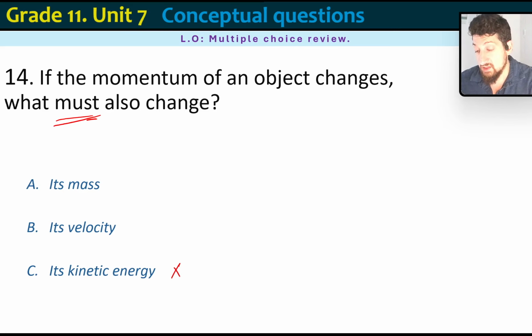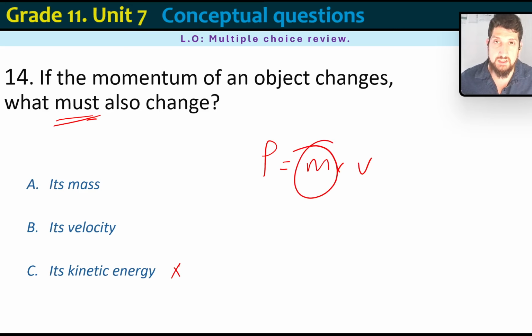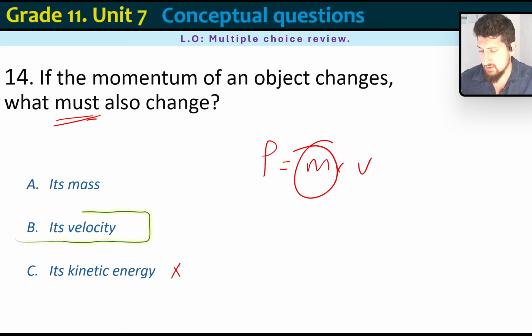So let's have a look. Momentum is equal to mass times velocity. The object's mass is not going to change. What's going to change is the velocity. So if momentum changes, then most likely the velocity has changed. The object has slowed down or sped up, but the mass of the object remains the same. It's a badly worded question, but I know they're looking for velocity though.